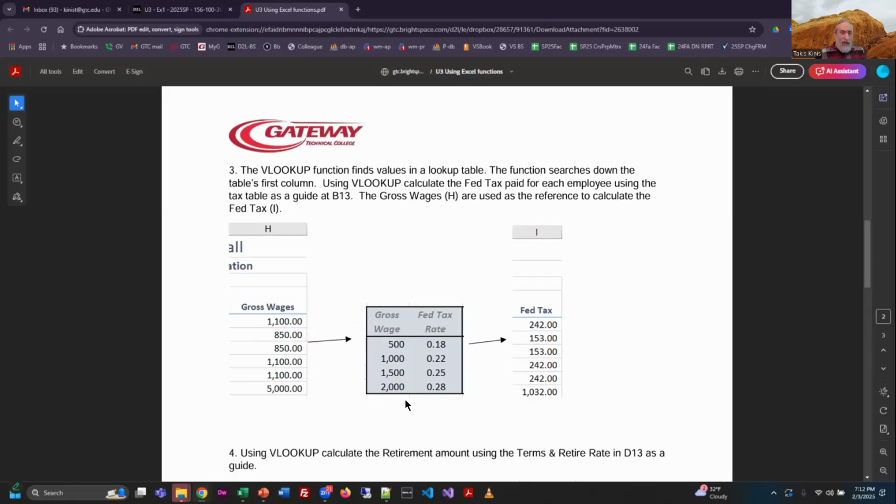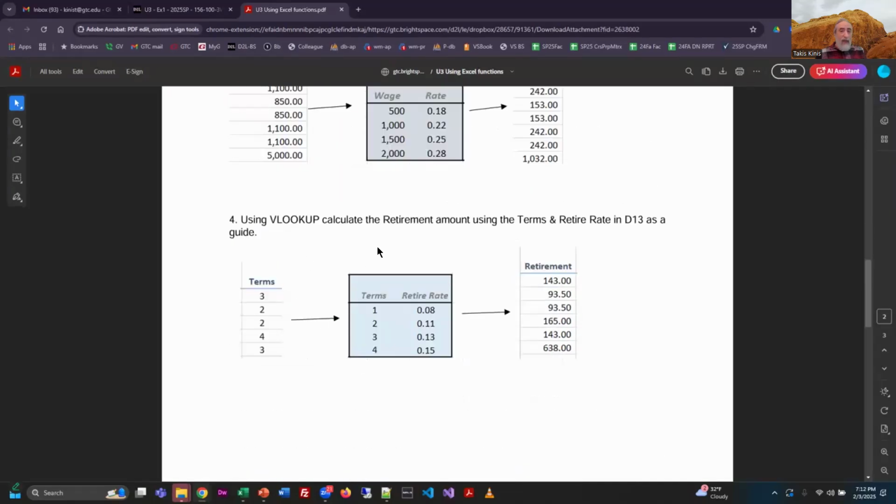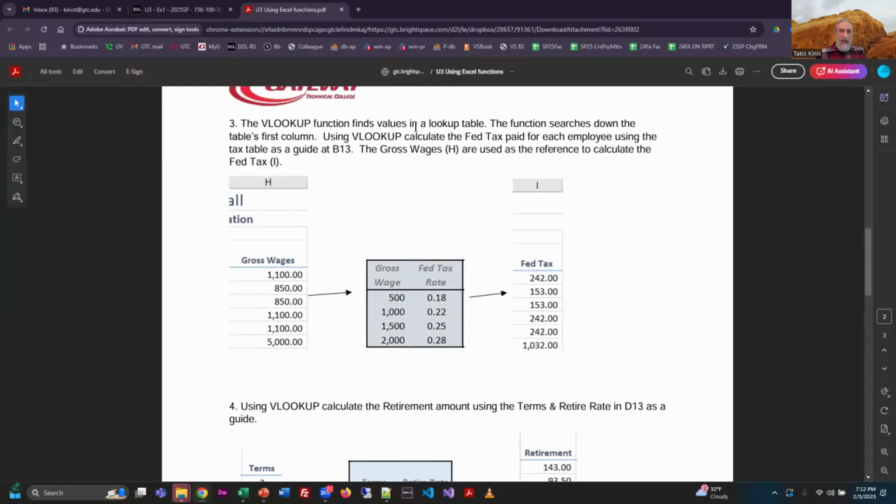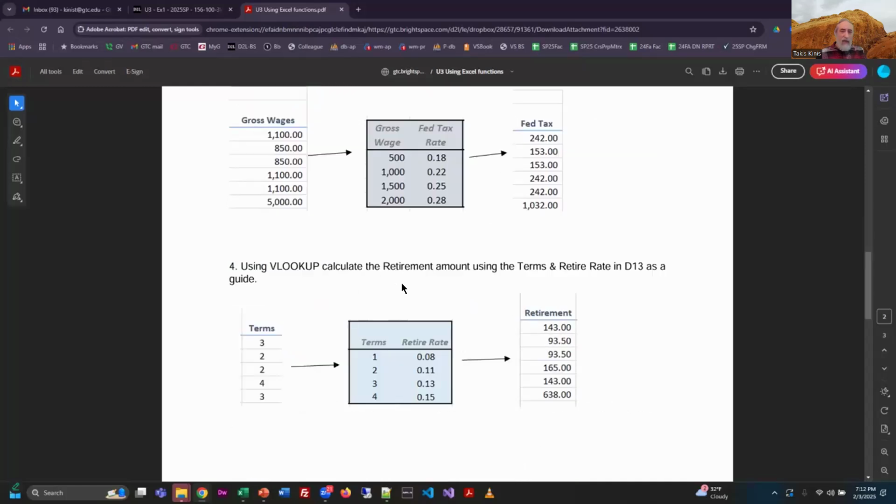It reiterates the VLOOKUP functions. And notice that they'll be used to calculate the taxes for employees and also the retirement amount as well.